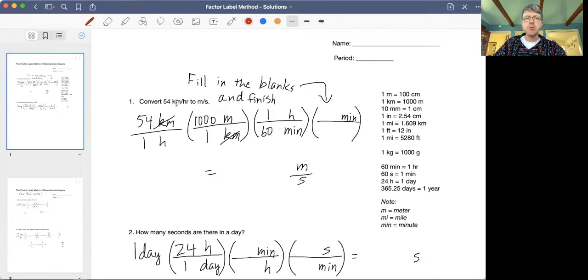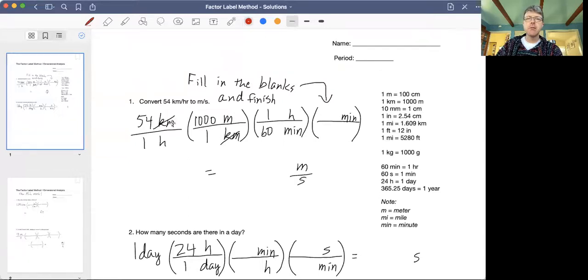So basically, let's start with number one. We're converting 54 kilometers per hour into meters per second. Those are speeds. So we're going to start off with 54 kilometers in 1 hour. We start off with it that way. And then the next thing, I've sort of done it for you here, but in case you don't understand what's happening here, I'll explain this.